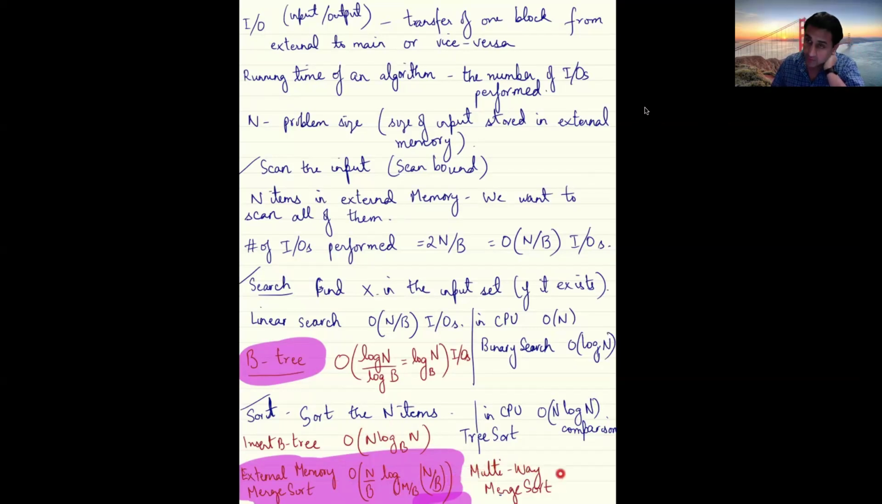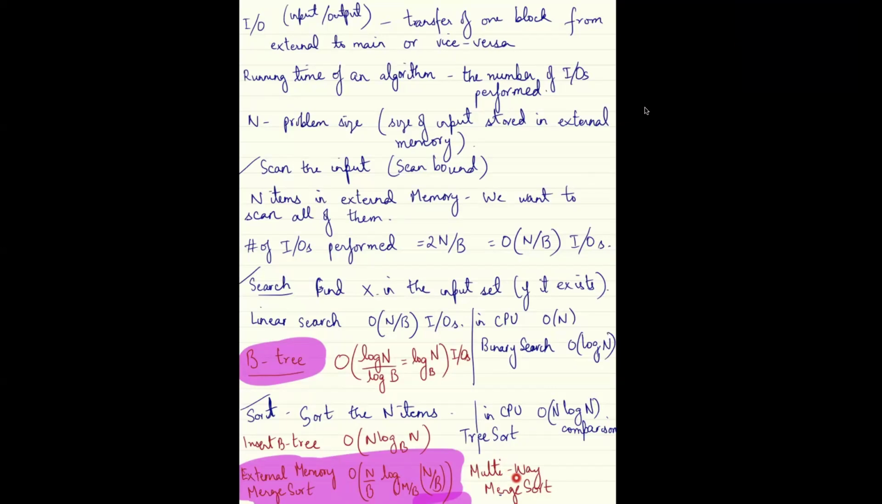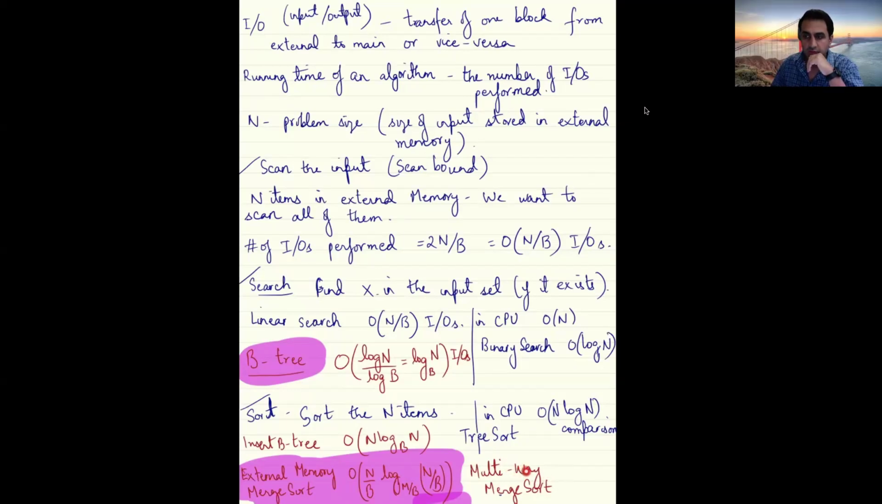It's called multi-way merge sort. I was told that this algorithm is taught in databases. How many people have seen a multi-way merge sort in the database course? Has anyone here taken the database course? Yeah, I remember learning about that a little bit in databases. Okay. So it is apparently taught in the database course, but we'll see it again, right?